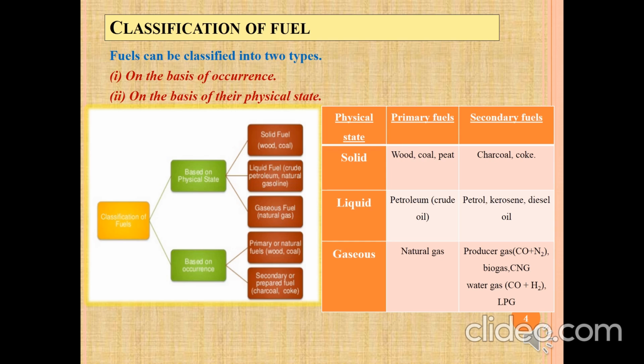Next, liquid fuel. An example for a primary liquid fuel is crude oil. What we can derive from the crude oil is nothing but secondary fuel. Examples are petrol, kerosene and diesel. Next, an example for a gaseous primary fuel is natural gas. What we can derive from the primary gaseous fuel is secondary fuel. These are nothing but producer gas, CNG, water gas and LPG.